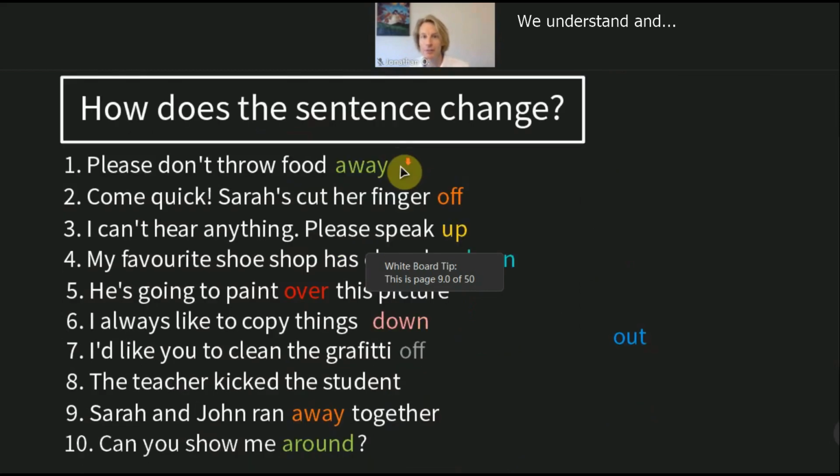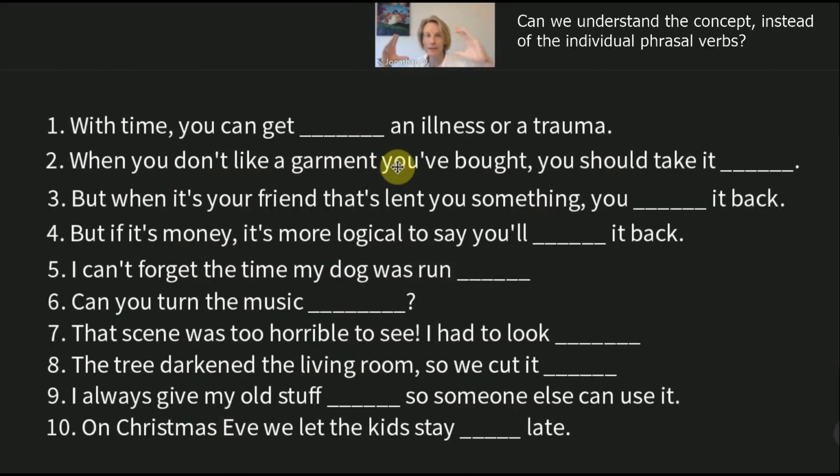Are we understanding? Can we understand the concept? Instead of the individual phrasal verbs, we are beginning to understand the concept. This is the last chapter and the last activity in our first unit, which is the phrasal verbs of movement, when the prepositions represent movement. Then we will move on to another unit where the prepositions represent something other than movement. But this is our final exam.